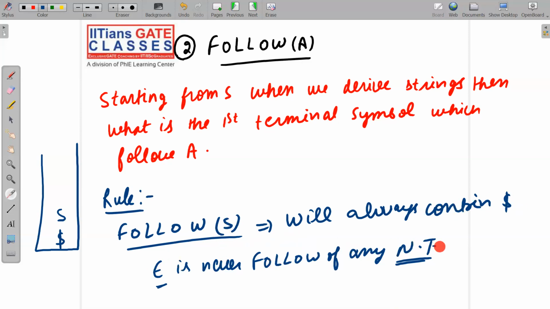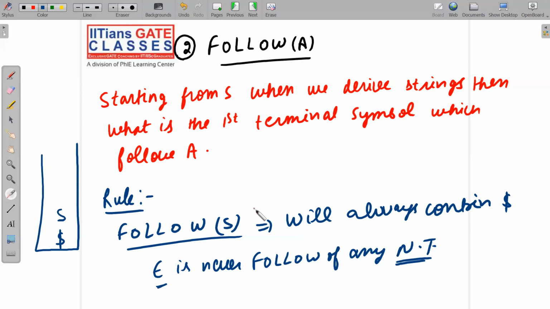That is, null is never follow of any non-terminal symbol. You have to remember this. I have just given you an idea. If you are not able to follow, just leave it. You will get to know about it after a few slides. The basic thing is, in the stack we have dollar, and we put S. After S we have dollar only. So blindly we say follow of S will be dollar. There can be other terminal symbols also depending upon the grammar, but dollar will always be in the follow of S.